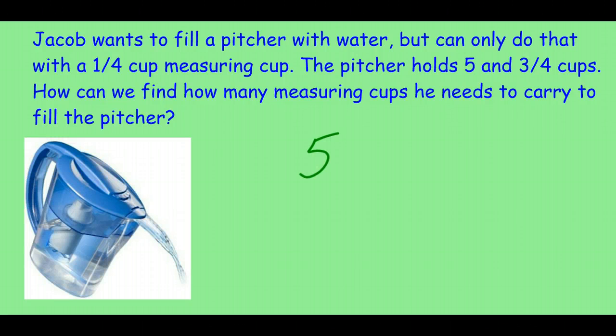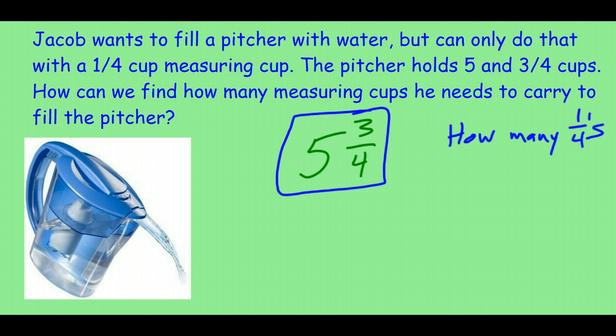So if he wants to fill a pitcher that has 5 3/4 cups of water as its capacity, we need to figure out how many fourths that is. And to do that, we can convert this mixed number into an improper fraction by basically doing the process that we just went through to convert an improper fraction to a mixed number in reverse.